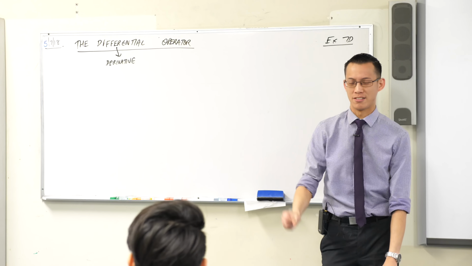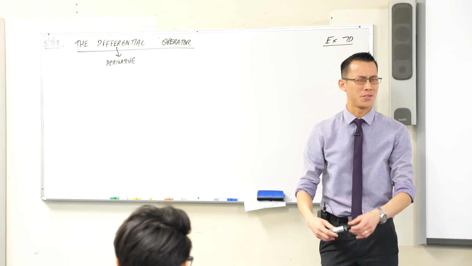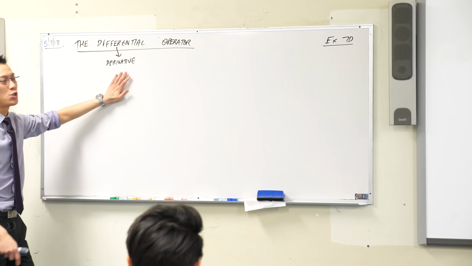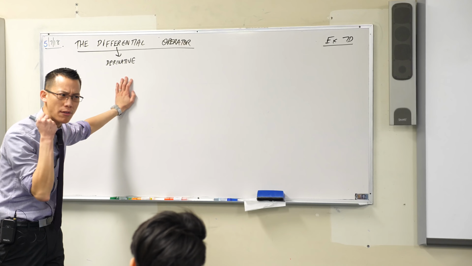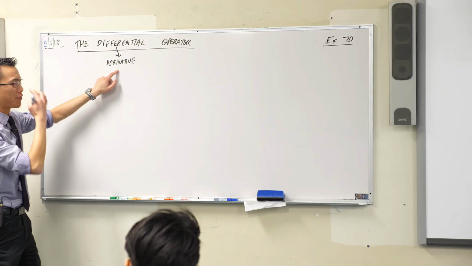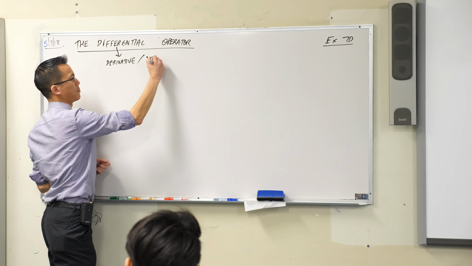You are not deriving. I mean, you might be, but most of you are not, okay? We are differentiating to derive from a function to its derivative, which tells us what? What does the derivative tell us about a function? Gradient. It tells us its gradient, right? Which is why we often call the derivative the gradient function, okay?